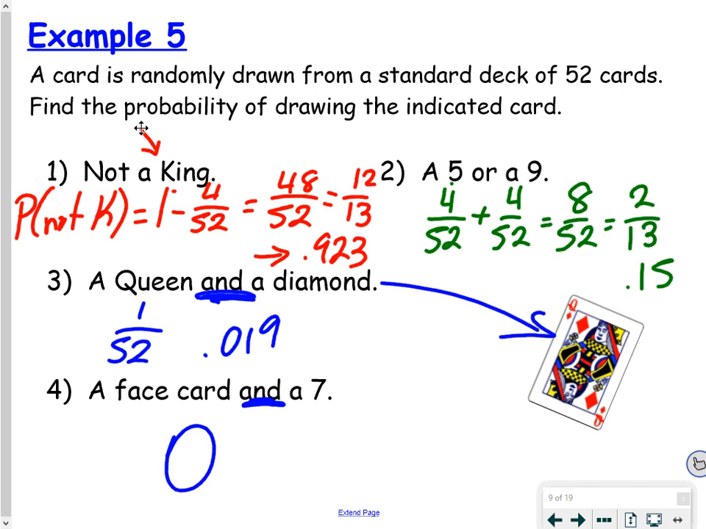So in terms of this example, part 4, the probability of drawing a face card and a 7, those two events are disjoint. Okay, so if we were thinking the probability of drawing a face card or a 7, that would be a different scenario. But since it says and, those events are disjoint, that's why we got 0.